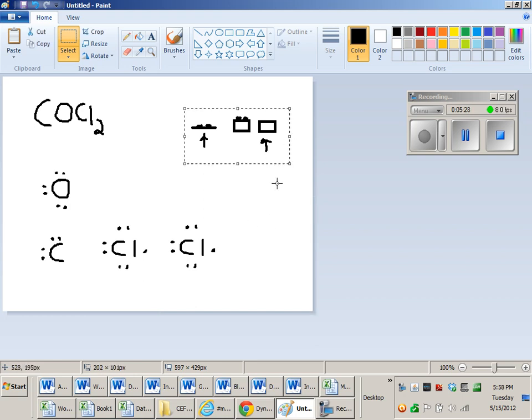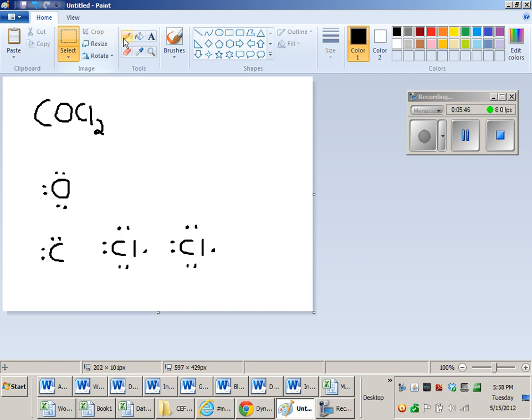So with this idea in mind, it's pretty clear that carbon is probably going to be in the center of this. Maybe oxygen might be in the center. I can't rule it out just yet. We'll do a little math to explore this further. But the chlorines are clearly going to be terminal.